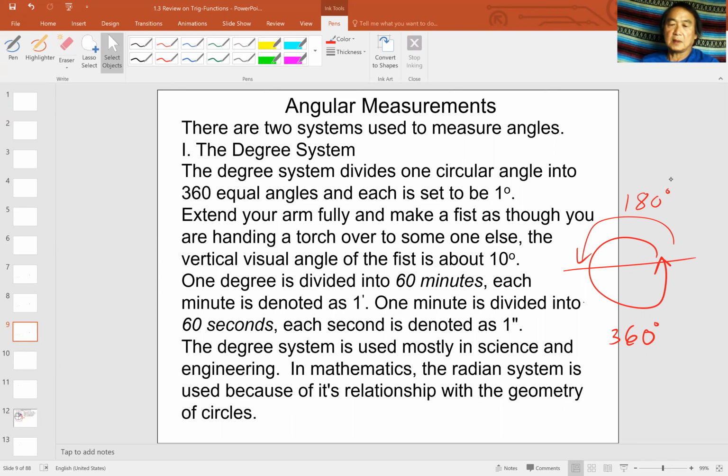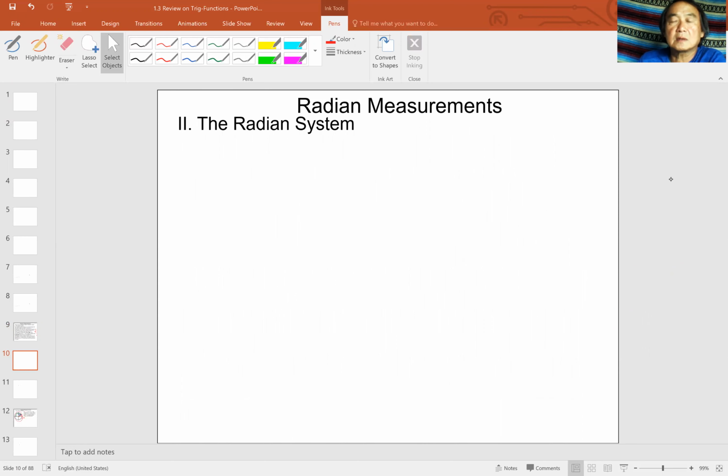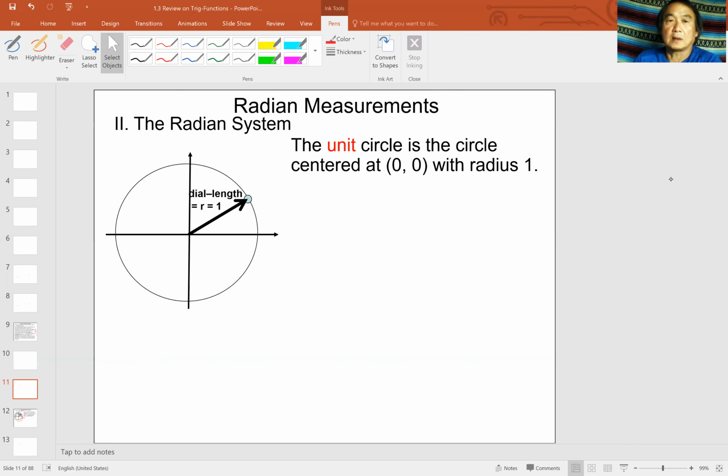And then the second system is the radian system. In the radian system, we first set the platform to be the unit circle, the circle of radius 1. So you will hear the words unit circle. Unit means length 1 in mathematics. Unit something means length 1. So here is a circle of radius 1. We can think of the angle as being formed by dialing starting from here, and we dial over here, and here's the angle theta.